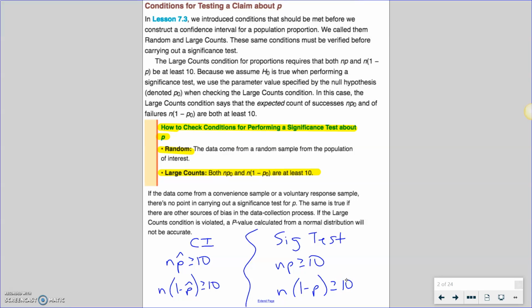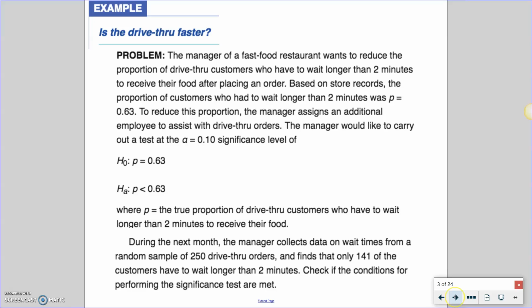So that's kind of weird, kind of confusing. The main way I think of it is, if you have the real p, use it for your conditions. If you don't have the real p to use, then use p hat because that's all you have to work with. So that's kind of weird, but I think you guys can handle it. You'll be okay.